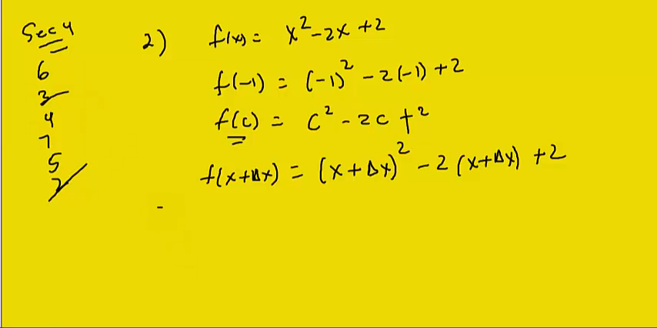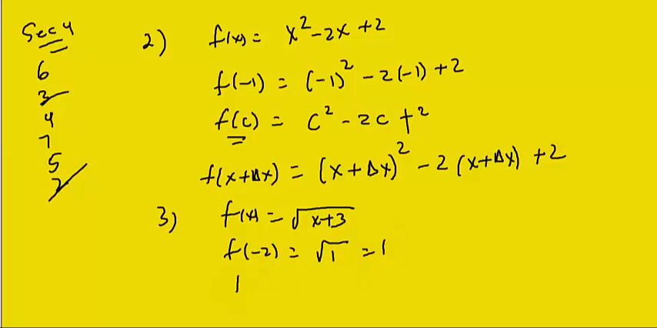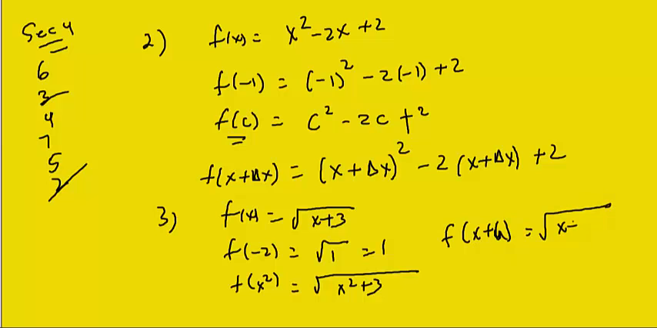So let's go to 3. F of x equal to square root of x plus 3. What does f of negative 2 mean? We'll get rad 1, which is 1. And what does f of x squared mean? Plug in what? Done. And then f of x plus h means you're going to plug in x plus h plus 3. Done.